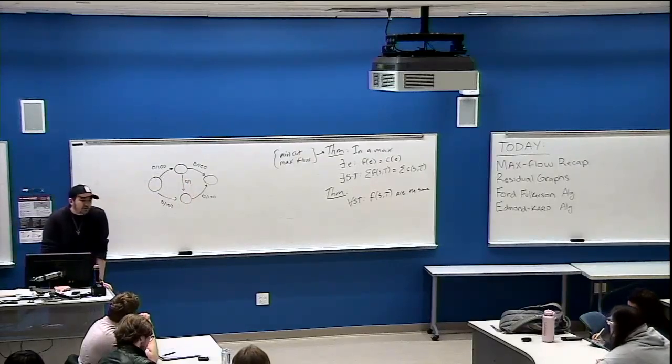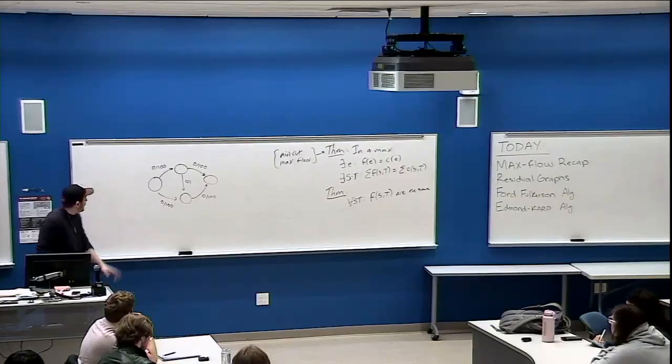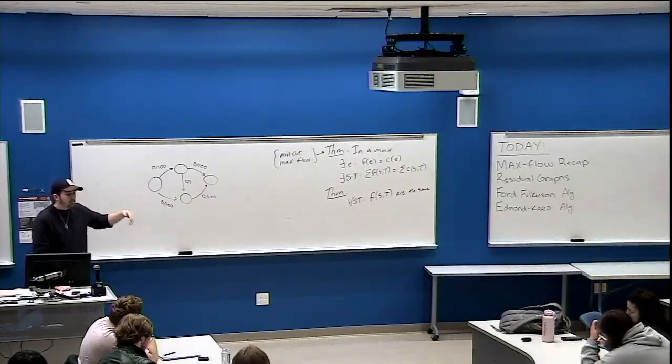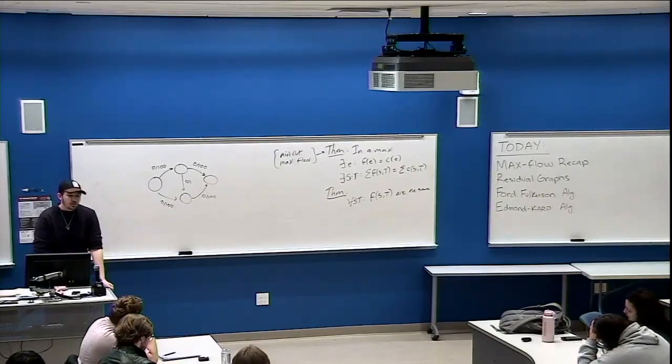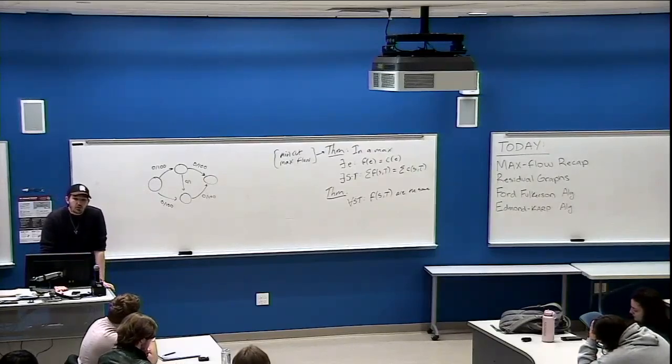So if I wanted to find the max flow, it's pretty easy to see, like, oh, I could send 100 on the top, 100 on the bottom, max flow would be 200. But how could I find this algorithmically, and how long would it take? So any ideas of how I could do this?